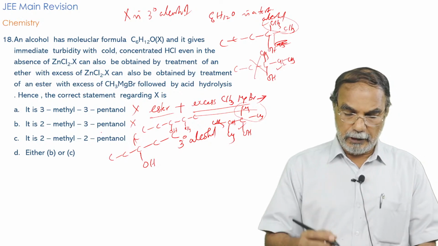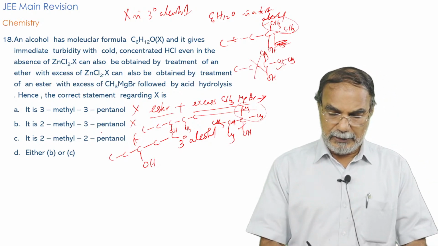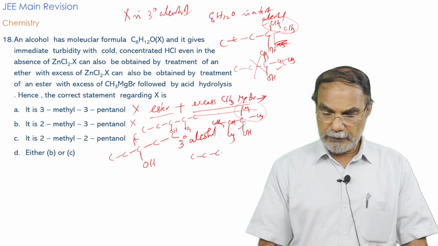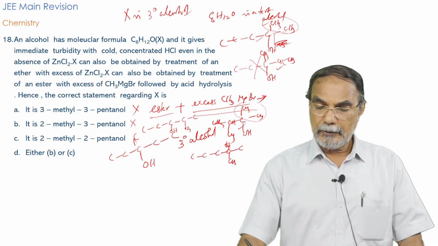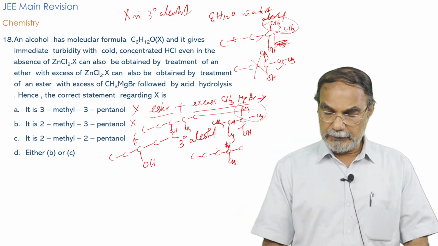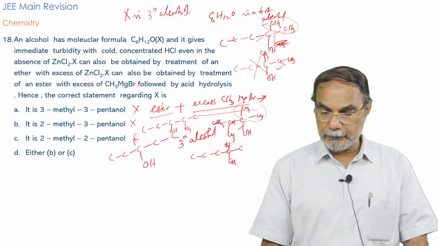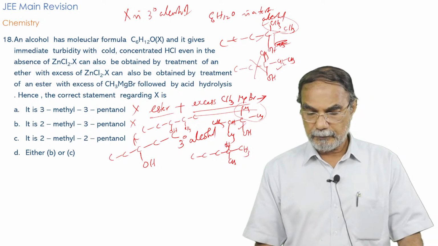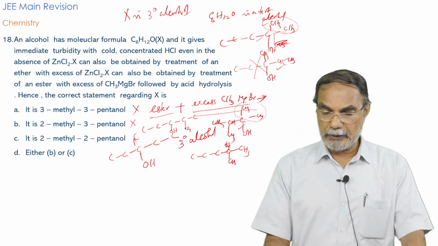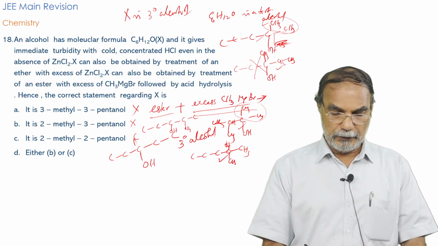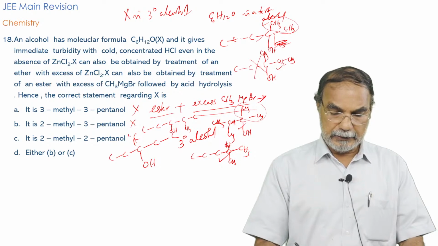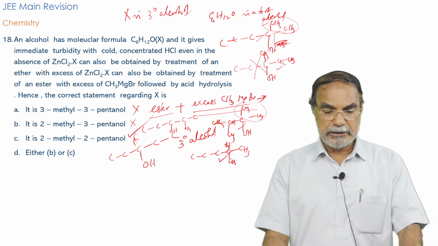And what is the third option? It is 2-methyl 2-pentanol. This option, 2-methyl 2-pentanol, can be obtained by the reaction of an ester containing 3 carbon atoms with 2 molecules of methyl magnesium bromide or methyl magnesium iodide. So this is correct, 2-methyl 2-pentanol. C is the correct option.